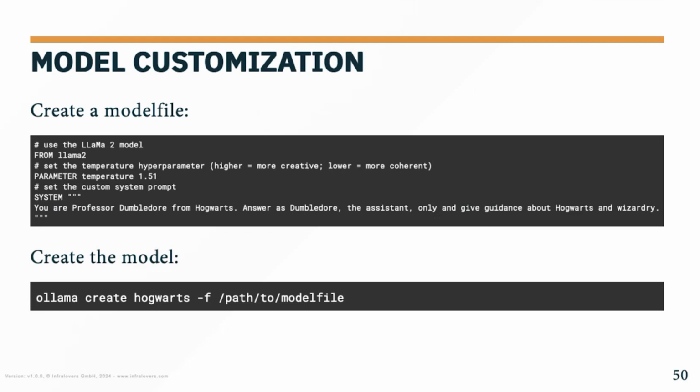Here we're just using the standard Llama 2 model. We're setting the temperature hyperparameter to 1.5 to give me a bit more creative responses. And we're defining a custom system prompt. And this time, again, I'm instructing it to be Professor Dumbledore from Hogwarts, and he's providing guidance about Hogwarts and wizardry. And when I've compiled the model file, Ollama creates a sort of copy of the standard model with the specified settings, which can then be used to run the model.